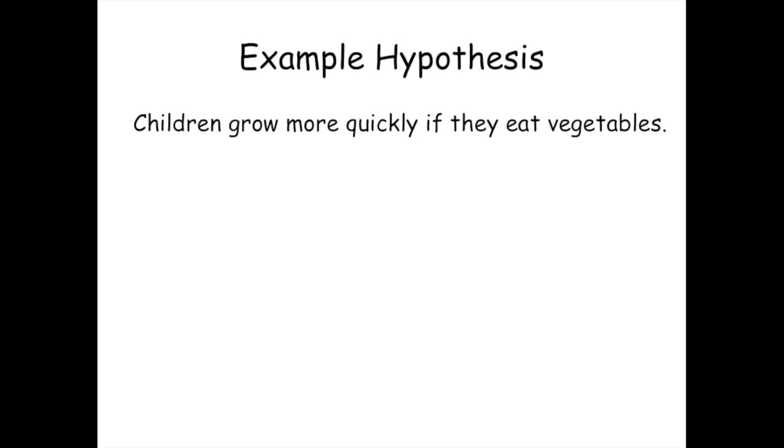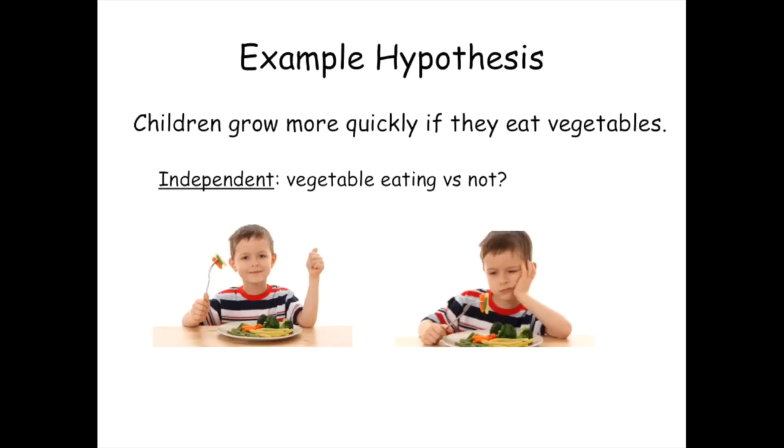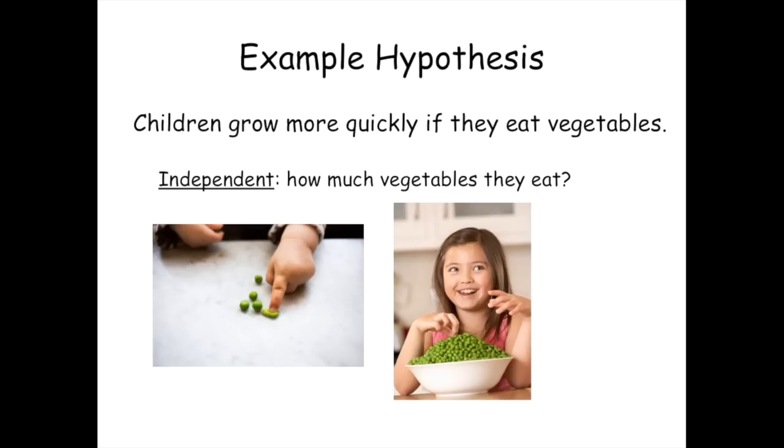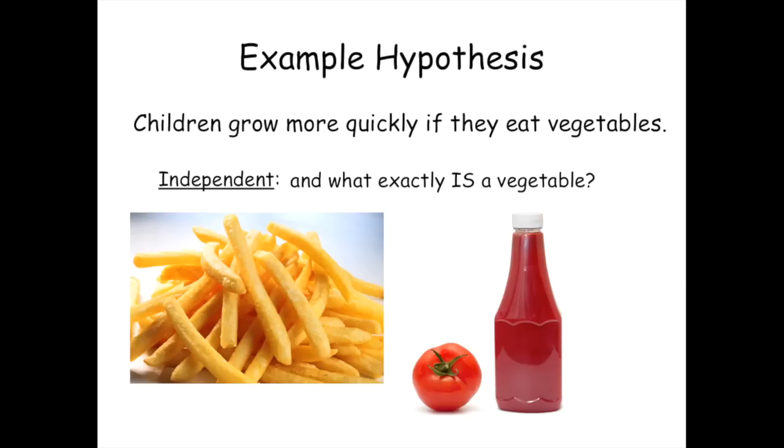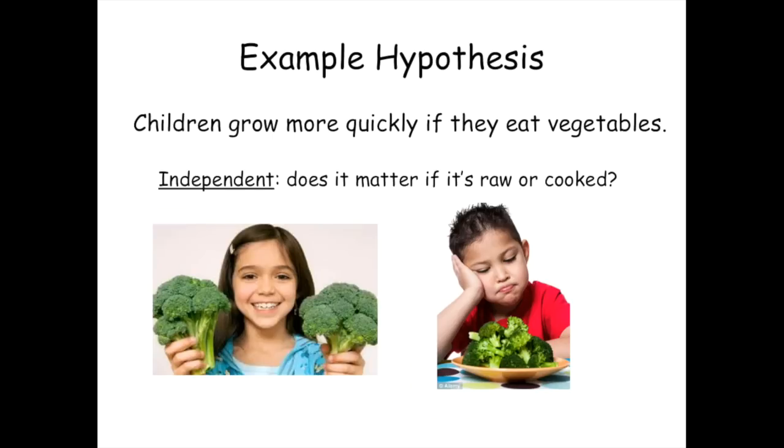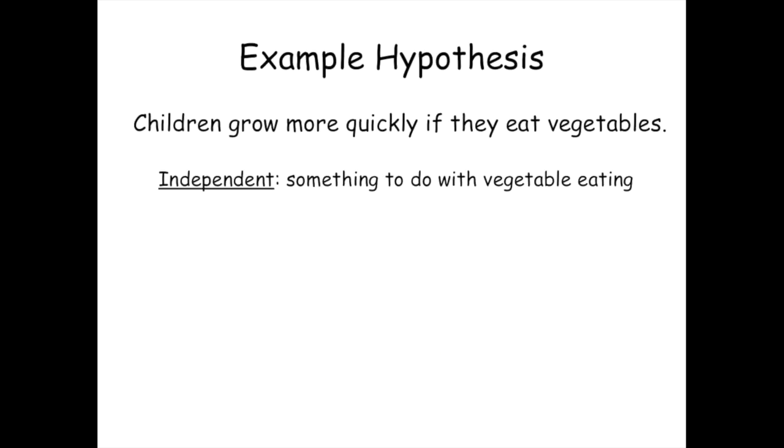The independent variable has something to do with vegetable eating, but does the researcher mean eating vegetables versus not eating vegetables? While a no-vegetable diet may be a dream come true for many children, what parents would allow their child to participate in that study? So maybe he's planning to vary how much vegetables children eat. But what counts as a vegetable? And does it matter if the vegetable is raw or cooked? So the researcher has to define or operationalize exactly what he means by vegetable eating.